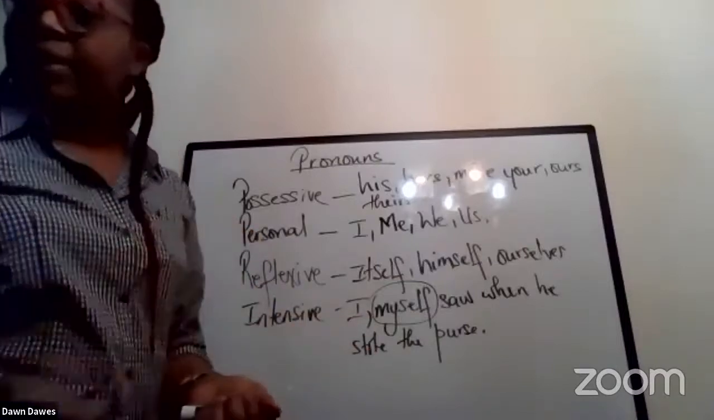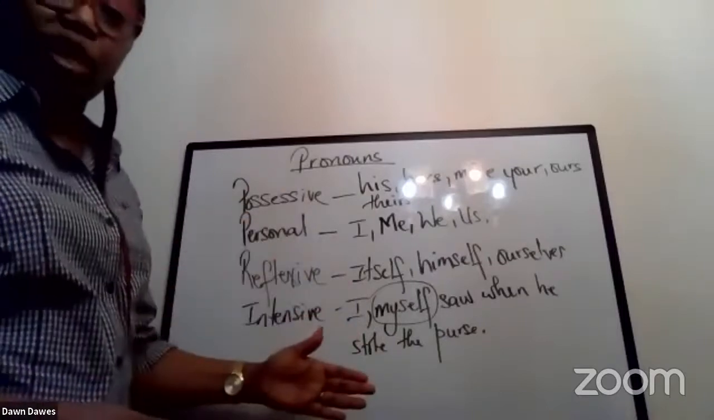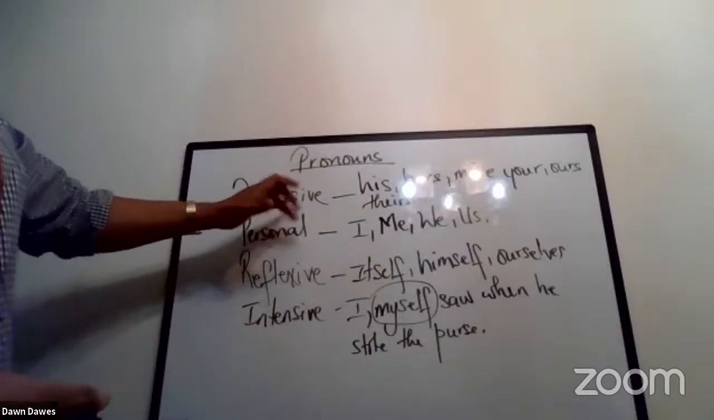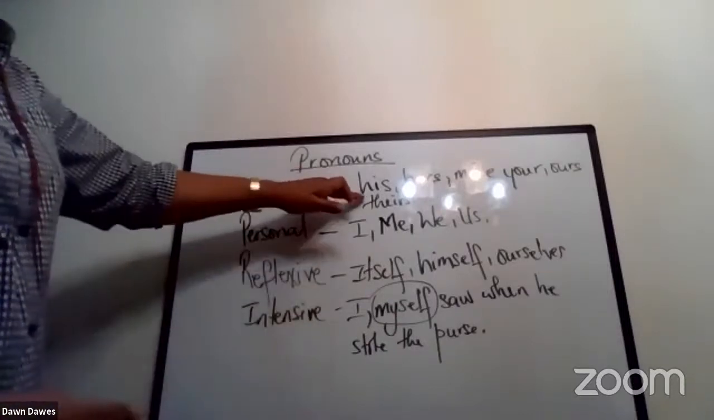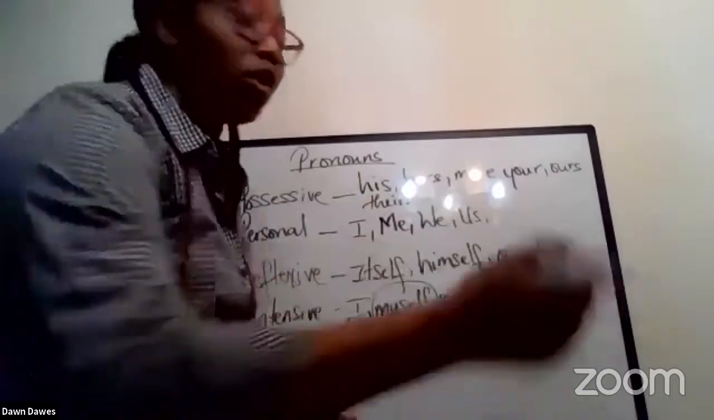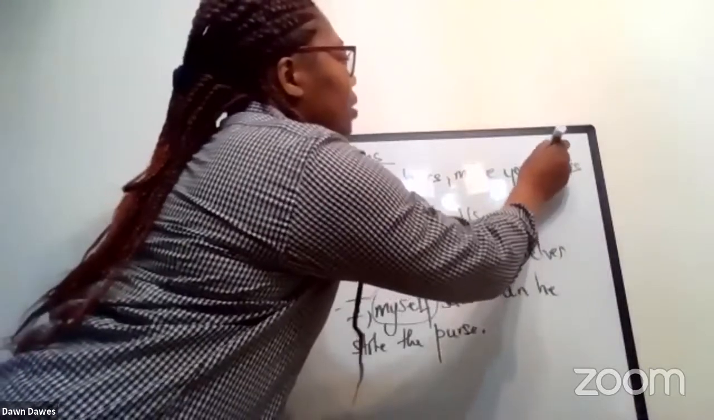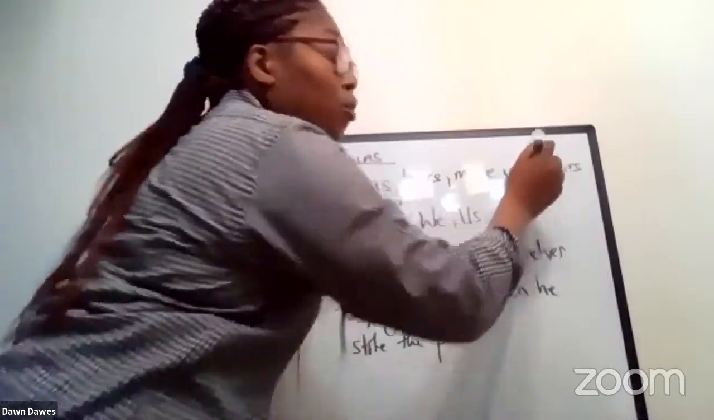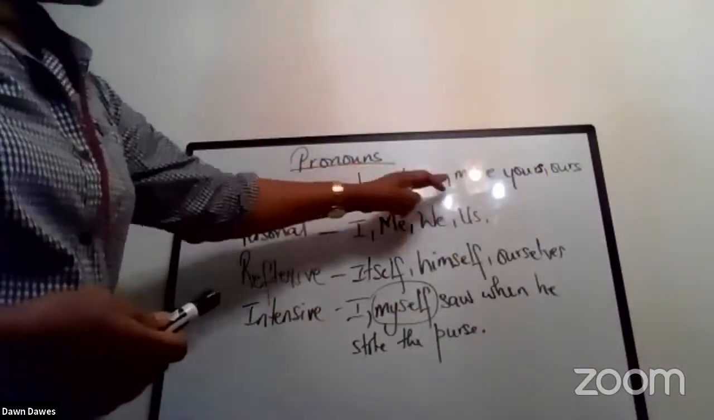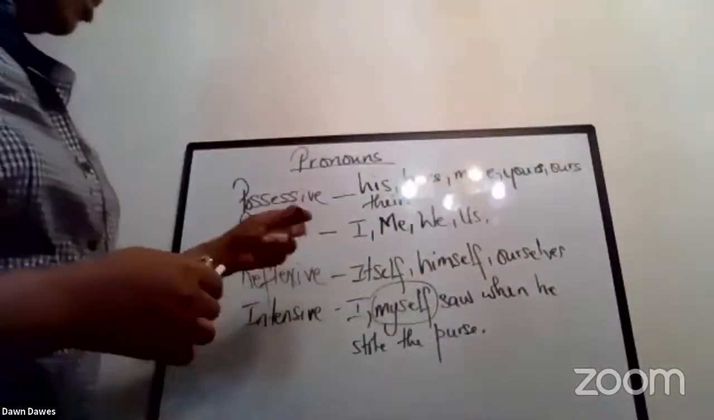So let's recap now, because we have more to look at. Let's recap. Possessive pronouns, some examples. We have his, we have hers, mine. Oh my, I have your, I'm sorry. I should have had yours. You see, shows I'm human, we make mistakes. Okay, so possessive: his, hers, mine, yours, ours, theirs, and so on.